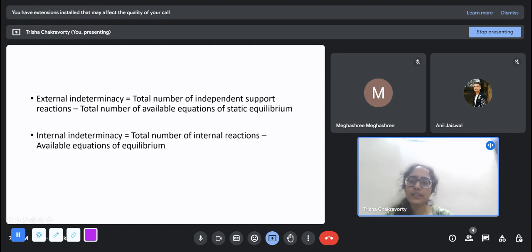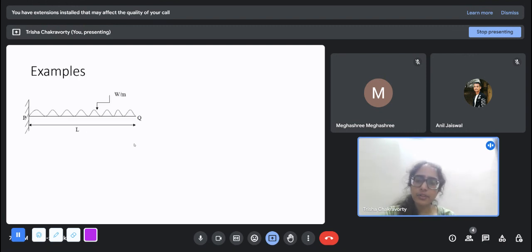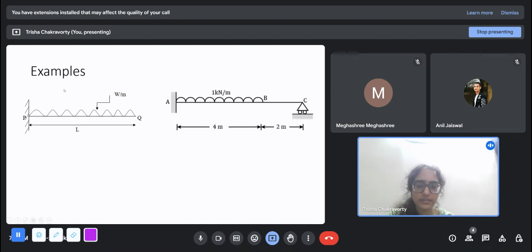And internal indeterminacy is the total number of internal reactions minus the available equations of equilibrium. The degree of structural indeterminacy is the sum of these two. We will look at some examples today, some of which we have already looked at. This is a cantilever beam that has a fixed support giving three reactions, and we have three equations of equilibrium in two dimensions. So this is a determinate structure.